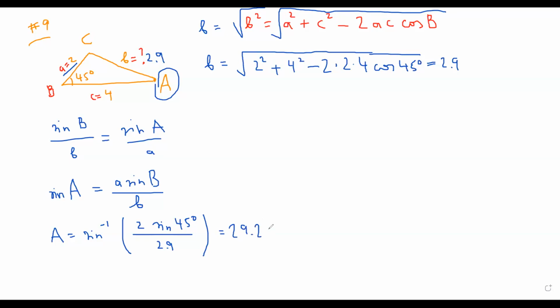So 29.2 degrees is another angle, and one can say, Alex, you probably don't need to actually calculate this third angle of yours, simply because we know that the sum of all angles in a triangle is 180, so you can simply subtract this 45 degrees from 180 and 29.2 from it, right?